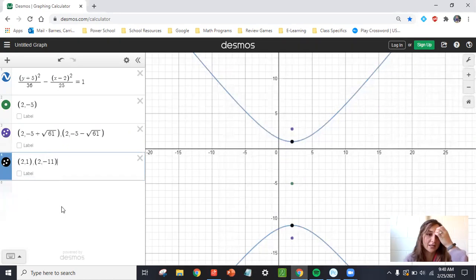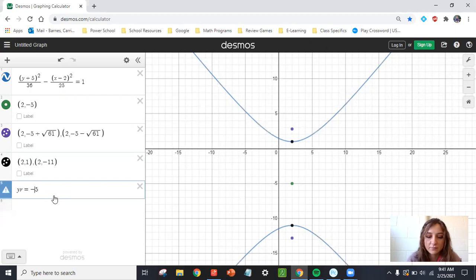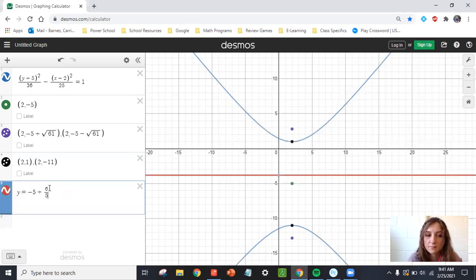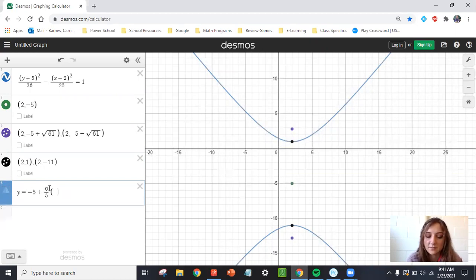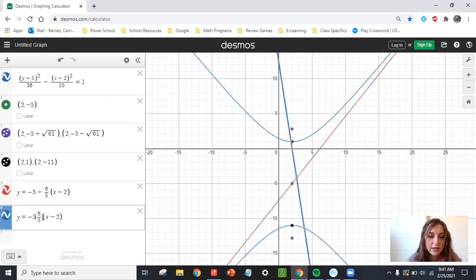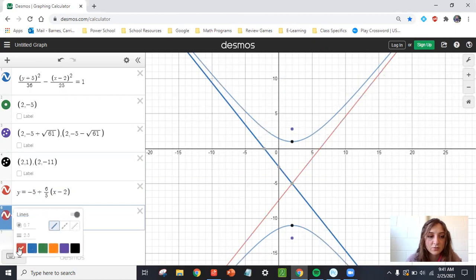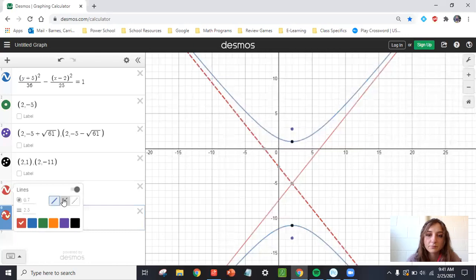And then we have our asymptotes, which are y equals -5 plus 6/5 times (x minus 2). And then we have the same thing except a minus. All right, so changing that to a minus. I'm going to do the same thing that I did before, so I'm going to change these to the same color, and I'm going to make them look like asymptotes here.